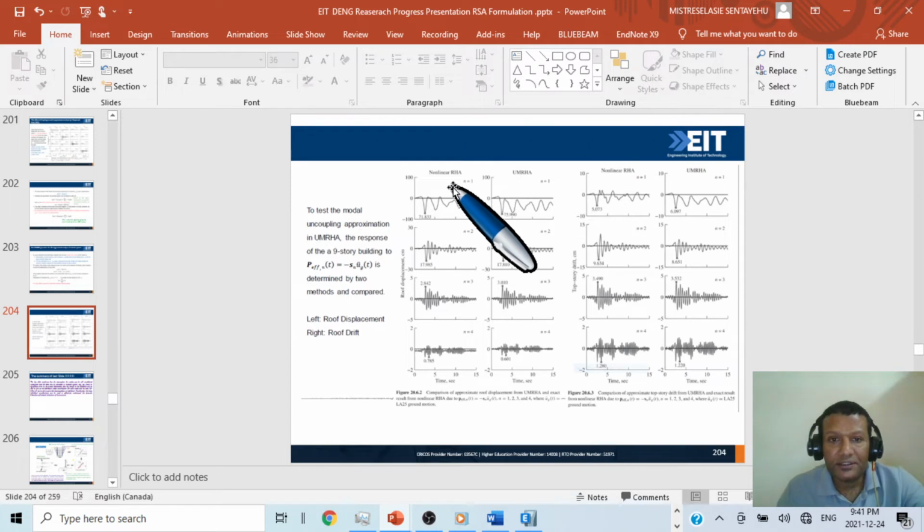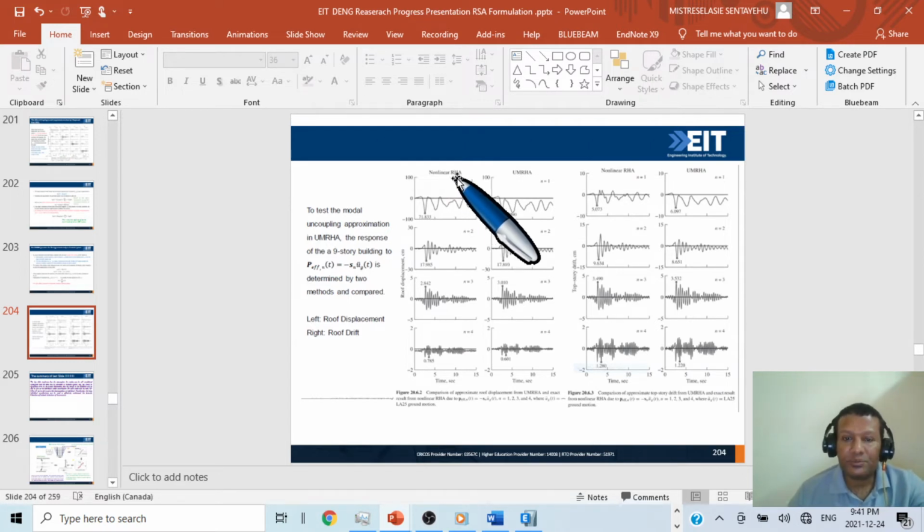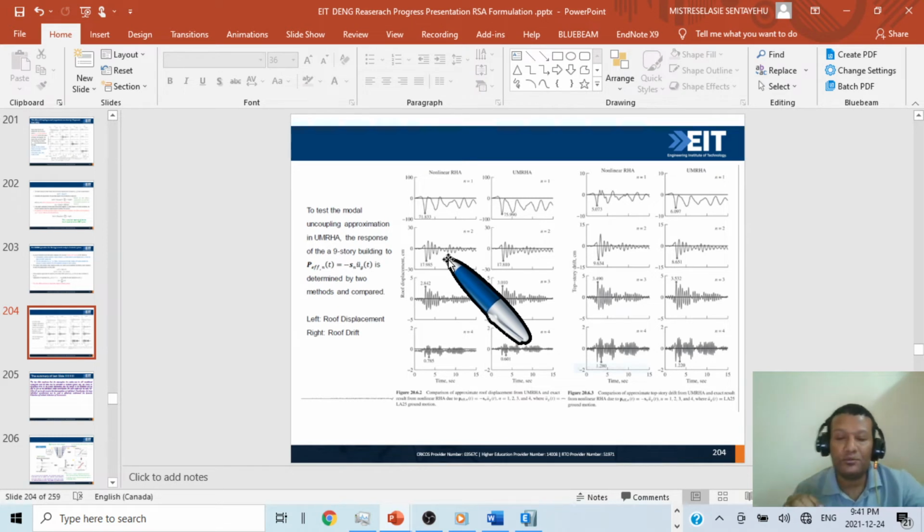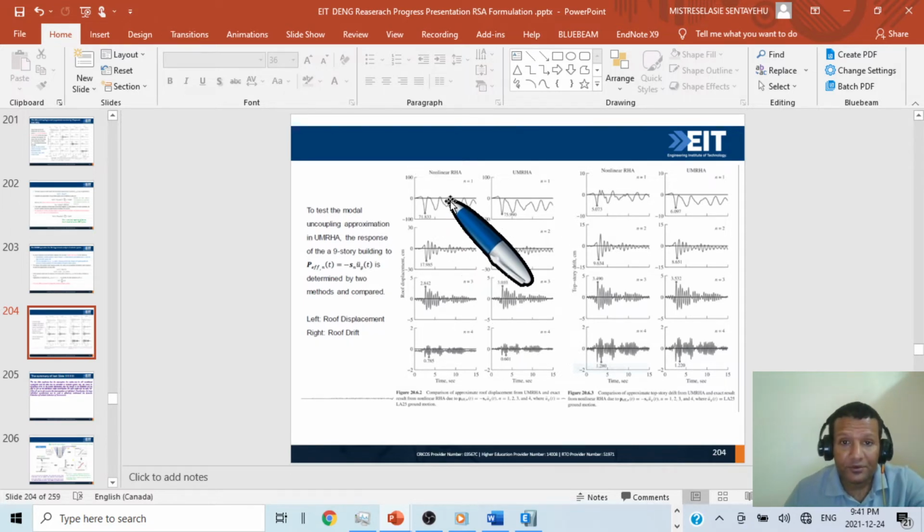So as you can see, in nonlinear response history analysis, we directly apply the ground motion to the nonlinear single degree of freedom system directly, and we will pick the peak result. We will find the maximum and we will go to the pushover curve and we will find the demand.